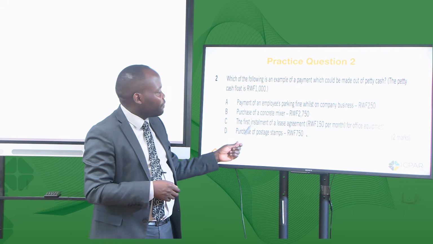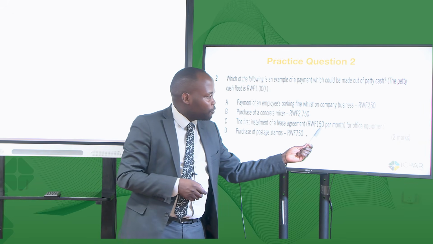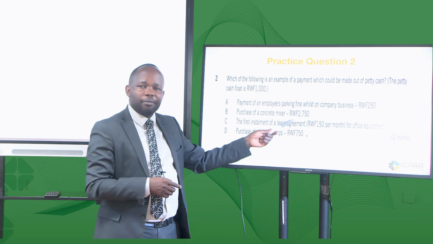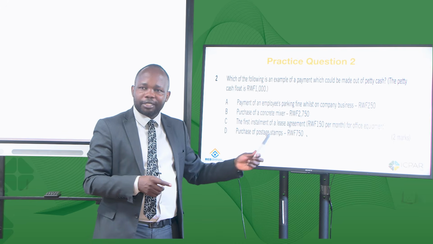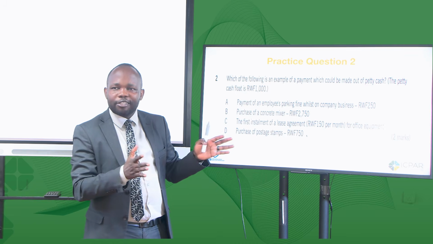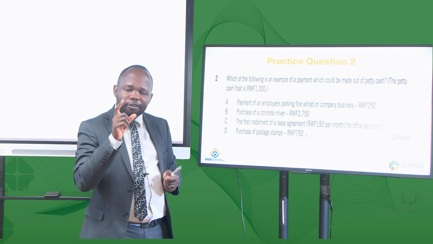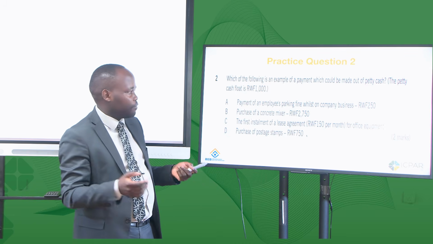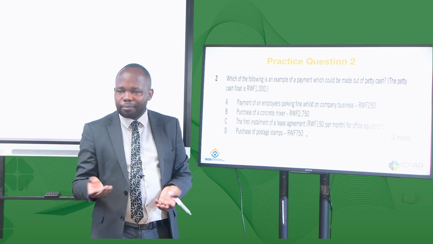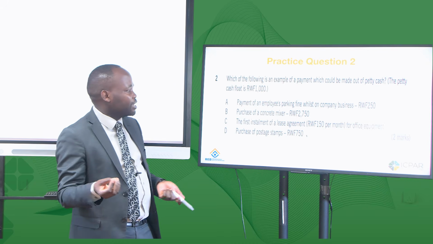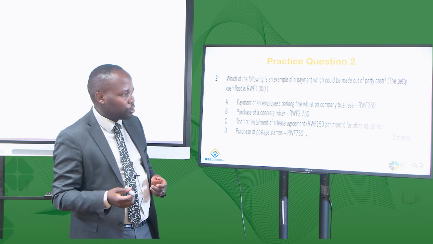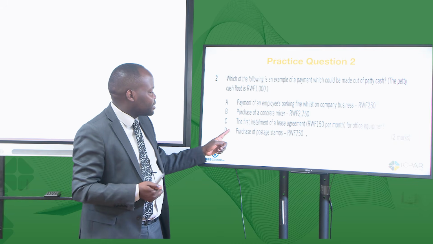Number C, the first installment of a lease agreement of 150 per month for office equipment. These are regular payments because it's just the first installment. It means there will be other installments. So these are payments which are not financed through the petty cash. Remember, petty cash is for small payments that are one-off. And D, purchase of postage stamp. Yes, postage stamp can be financed through petty cash, and the amount is also below the petty cash amount. So our correct answer is D.